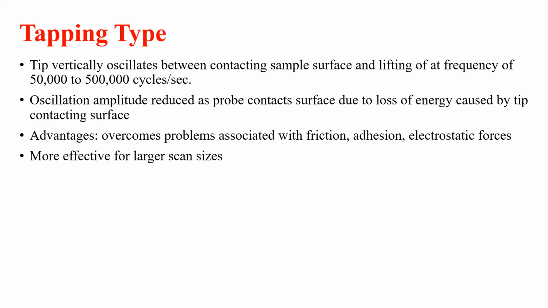So in the tapping mode, this tip is going to vibrate at a frequency of around 50,000 to 5 lakh cycles per second, and the oscillation amplitude is reduced when the probe contacts the surface, due to loss of energy caused by the tip contacting the surface. The advantage of this tapping type is that it overcomes the problems associated with friction, adhesion and electrostatic forces, and it is most effectively used for large scan sizes. So this is the tapping mode type.